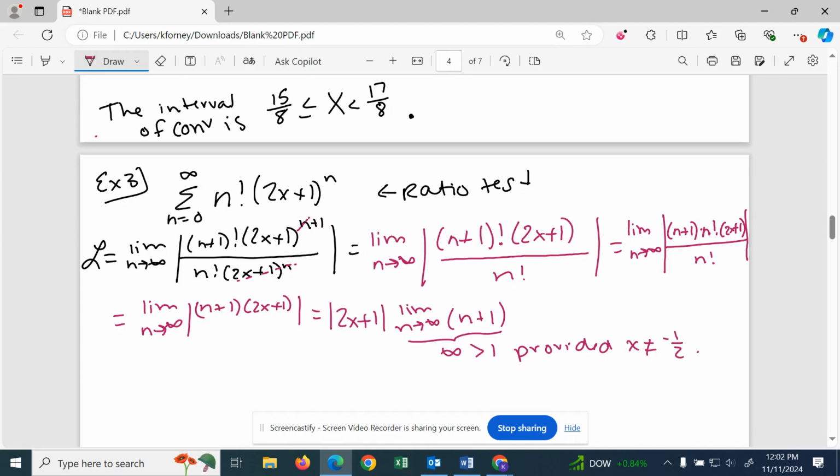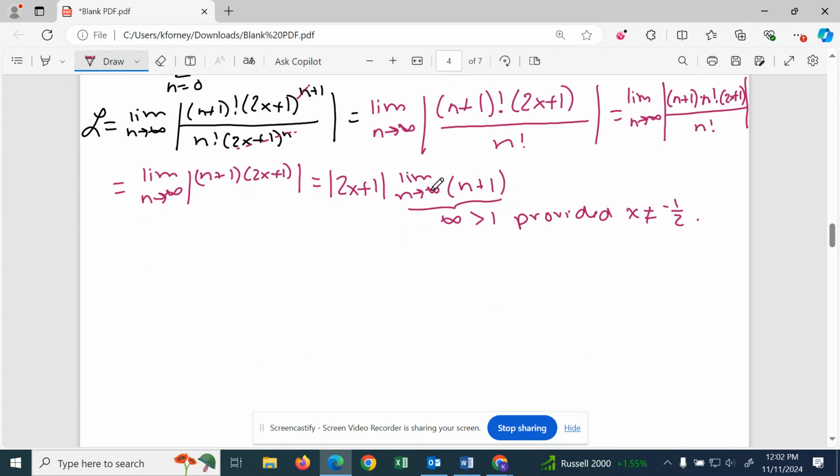So this power series will only converge if x is negative 1/2, because right now it's saying your infinity is greater than 1. However, if x was negative 1/2, you'd end up with 0 here. And we can't really talk about that the same way if x is negative 1/2. So this power series only converges when x equals negative 1/2.